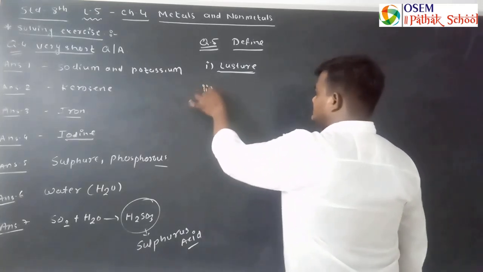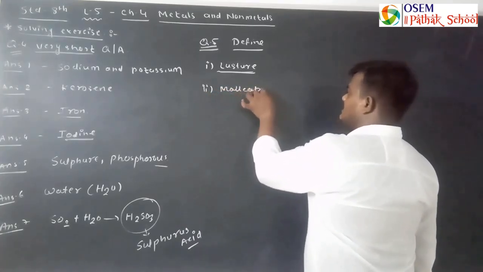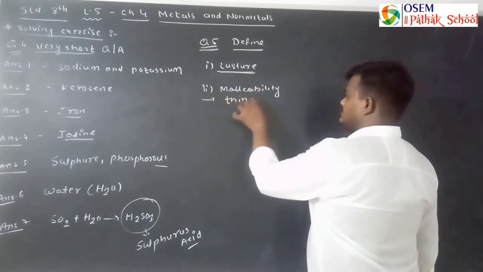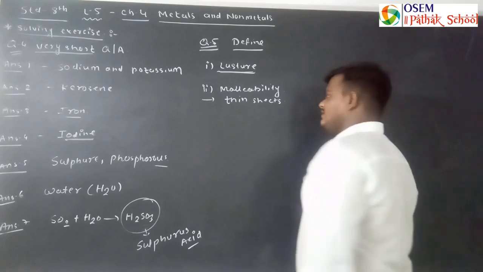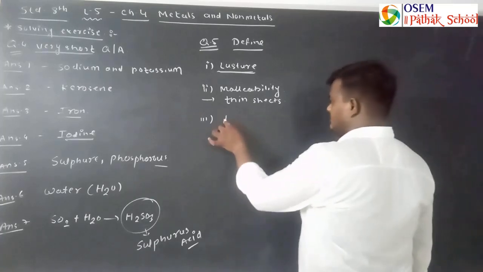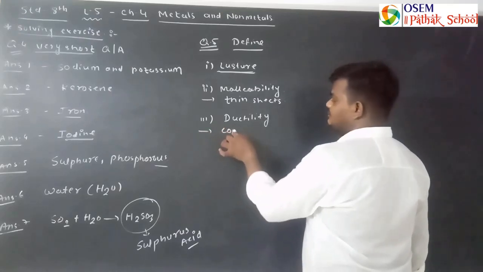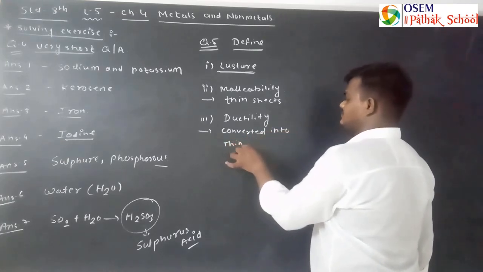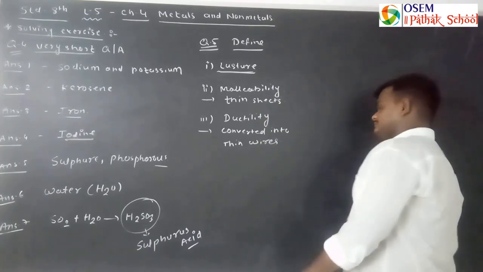What second definition is given to you? It is malleability. Some metals can be beaten into thin sheets. This is considered the malleability of metal. Third one is ductility. Some metals can be converted into thin wires. This is considered the ductility of metal.